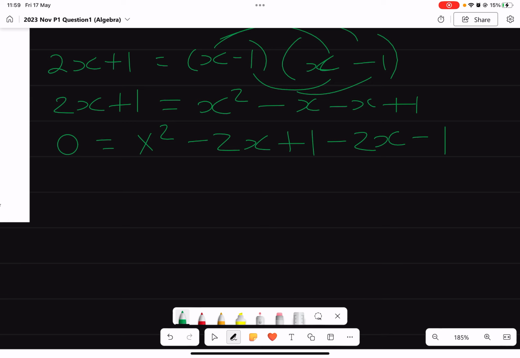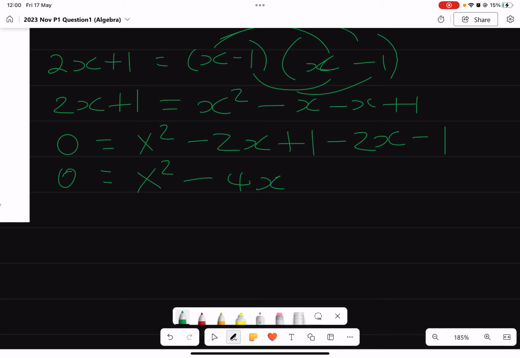And then let's see now. We have 0 equals x squared minus, let's see, minus 2x and minus 2x will give me how much? It will give me minus 4x, right? So minus 4x. And then if you check, plus 1 and minus 1 cancels out. So this is what we are left with basically.